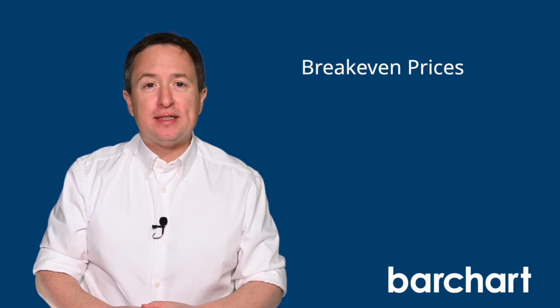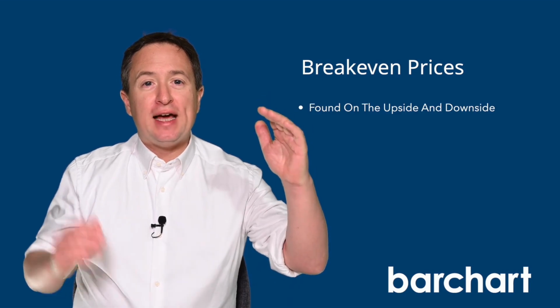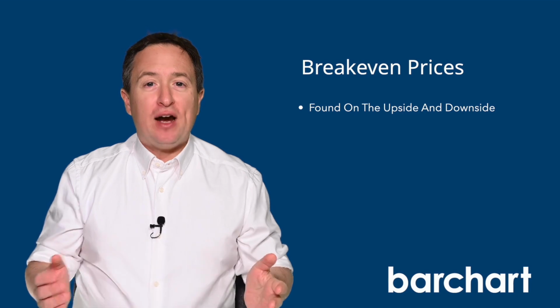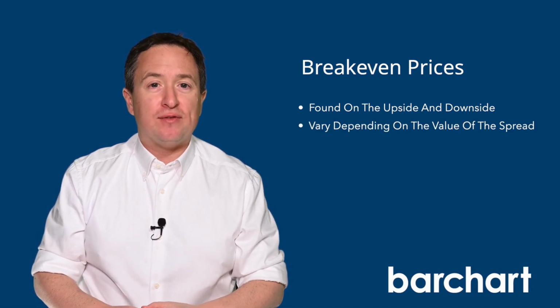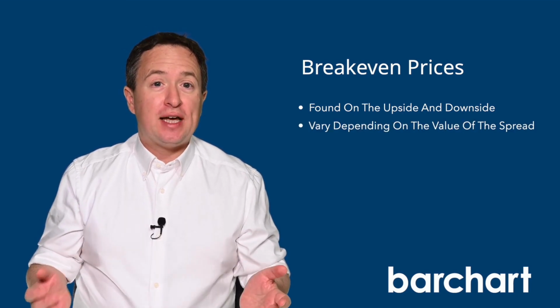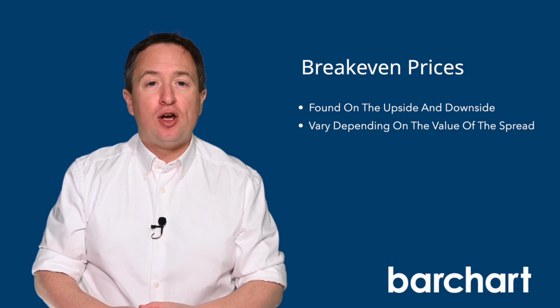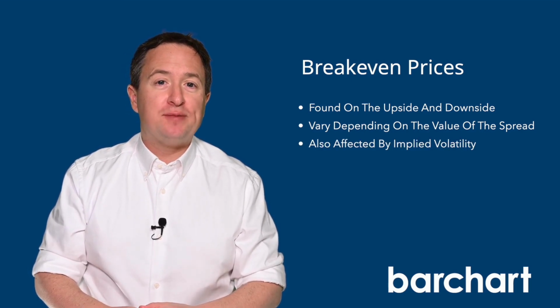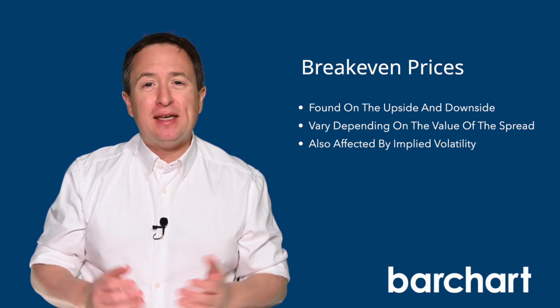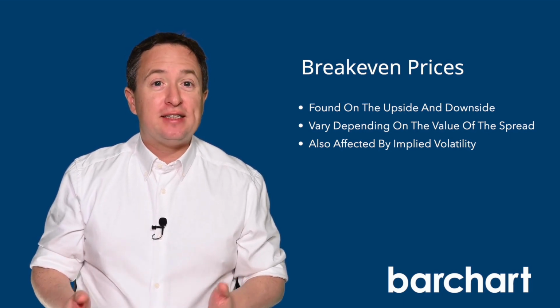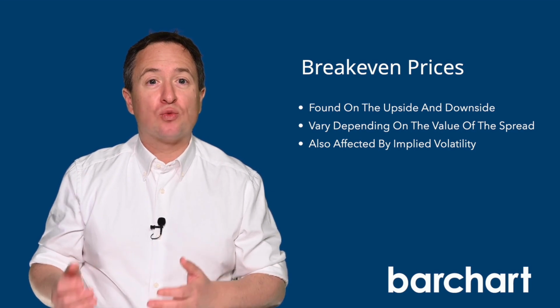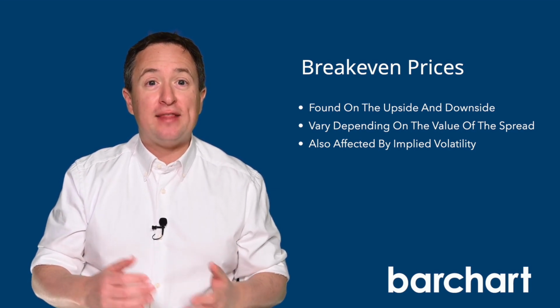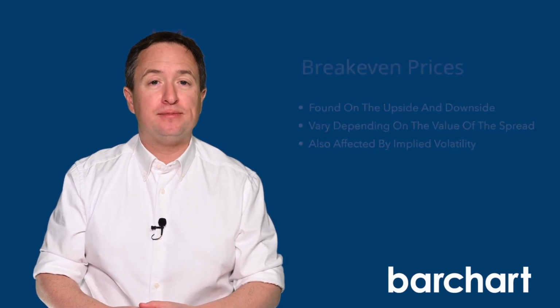The break-even prices of a long put calendar spread can be found on the upside and downside, but vary depending on the value of the spread, which changes as time goes on. Break-even prices are also affected by implied volatility, making it a challenge to predict since most of the trade's value is derived from extrinsic and therefore variable value.